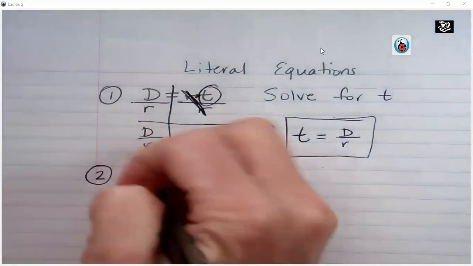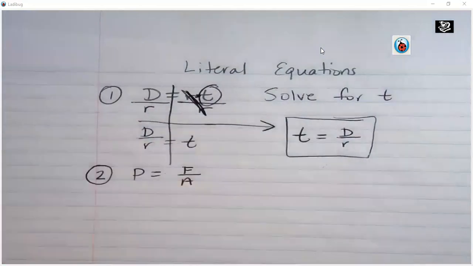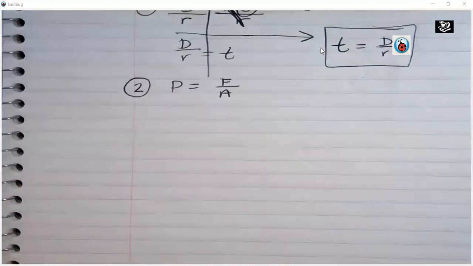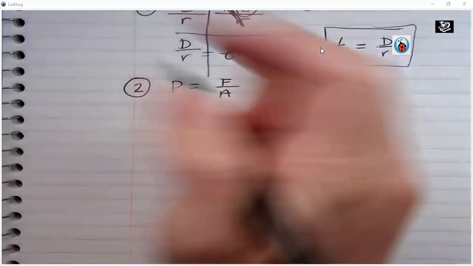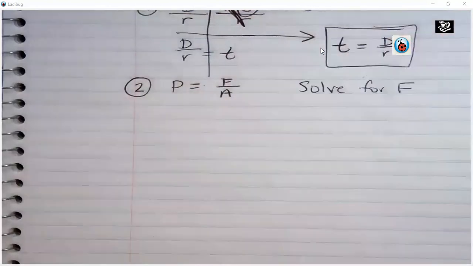All right, P equals F over A. P equals F over A. We're going to solve for F. We're going to solve for F. P equals F over A, and we're going to solve for F.